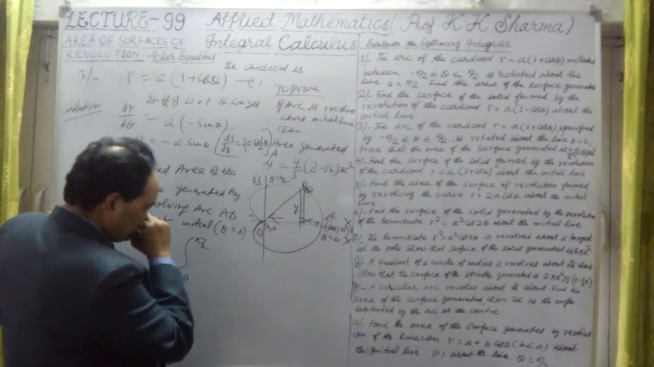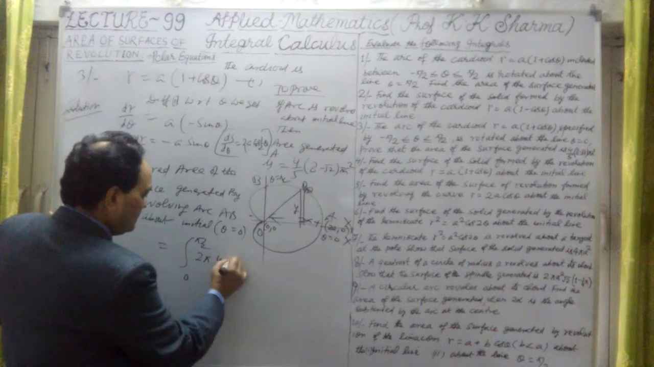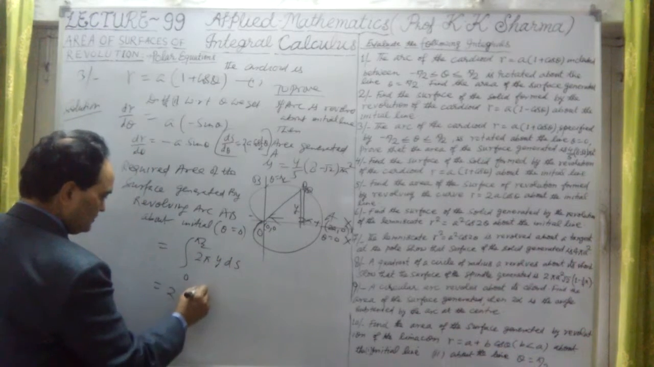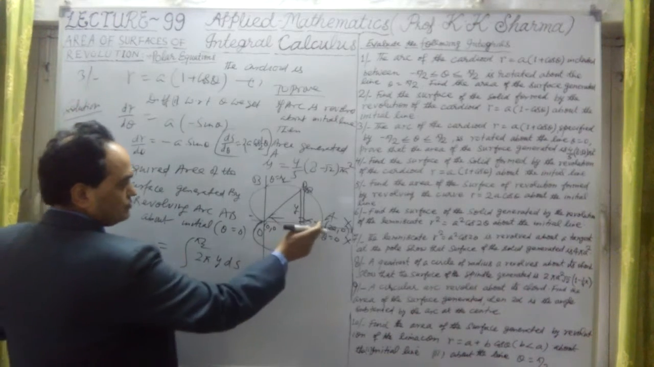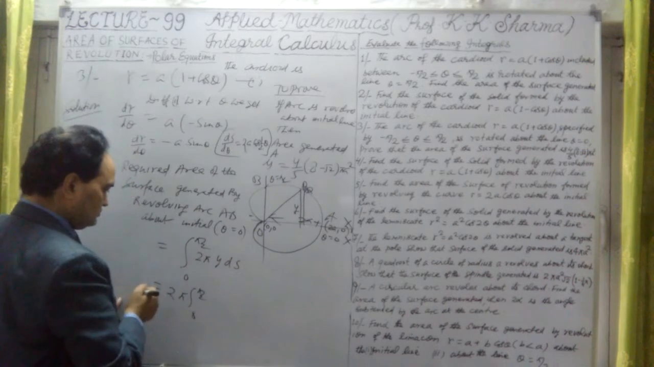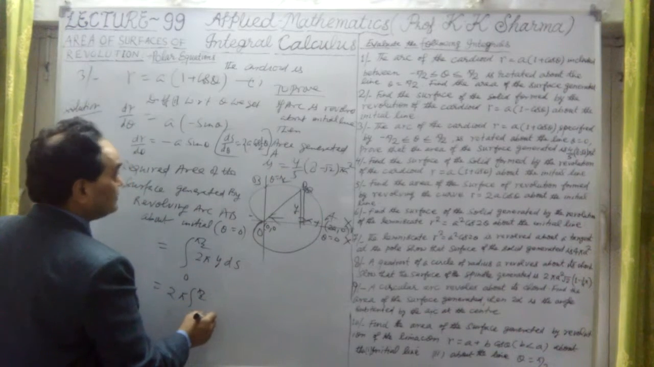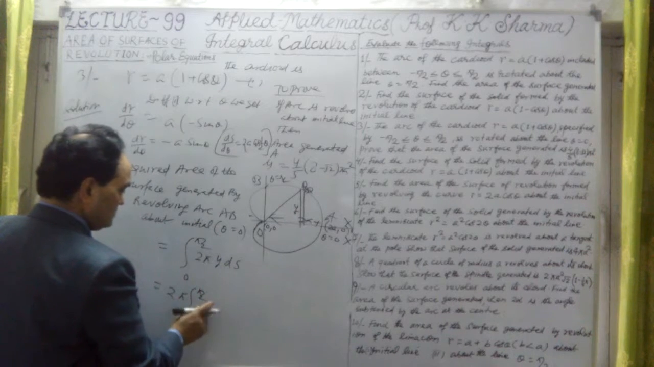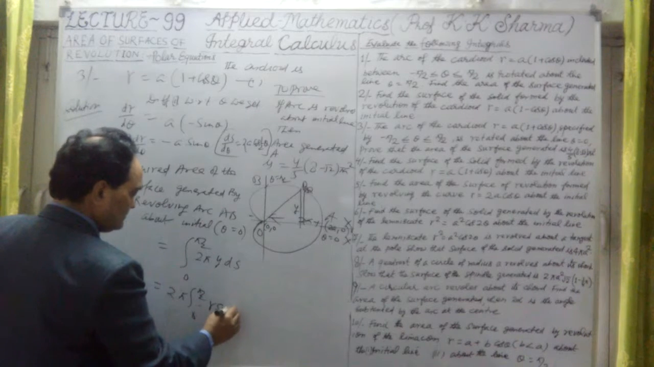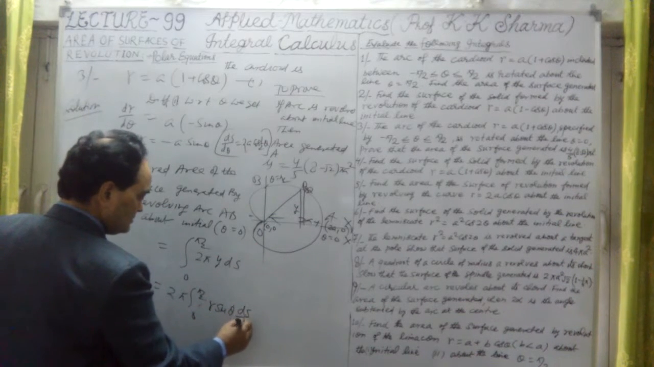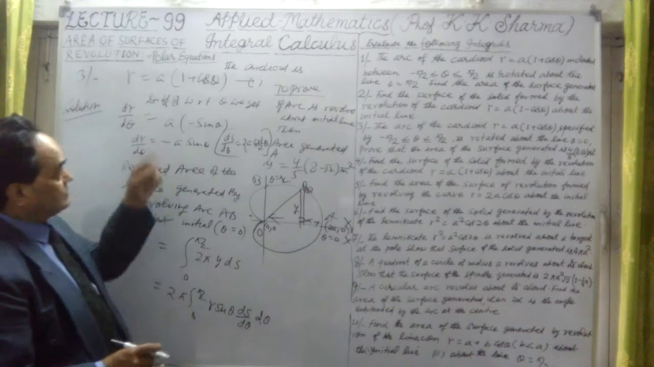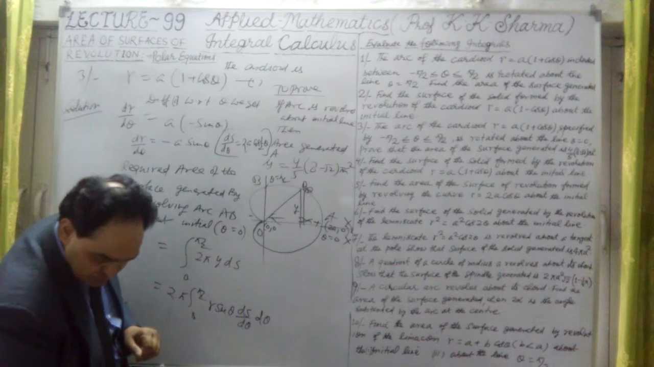And this is 2 pi y ds, which can be written as twice pi, limits 0 to pi by 2. This arc is revolved about the initial line, so I have taken 2 pi. y is r sin theta. So this is r sin theta into ds by d theta into d theta, we can write. Now r is this value, so let me put that value there.